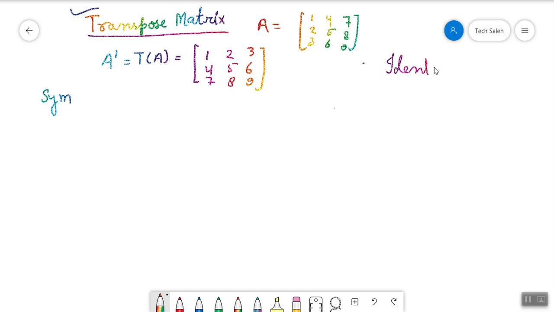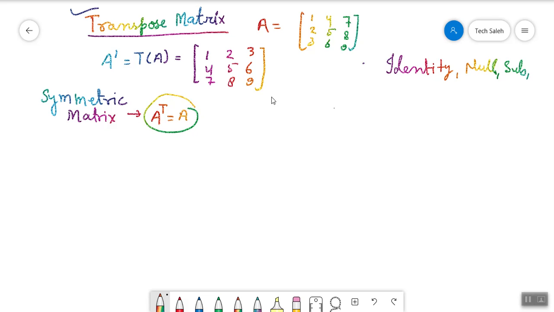Identity matrix, null matrix, submatrix, and principal submatrix. And this one matrix is the symmetric matrix. So what is a symmetric matrix? A symmetric matrix is basically one where, if you transpose it, it gives you the same matrix. Some matrices are known as the symmetric matrices.